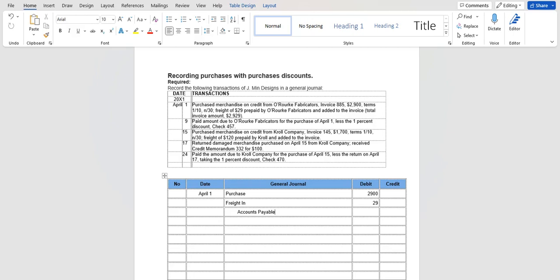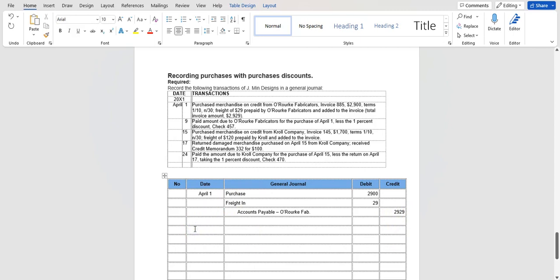We want to give it a name, the name of the vendor, which is Heroic Fabricators. We'll just abbreviate it. And the amount is going to be $2,929. So when we make that payment, if there's no discount, we need to pay the $2,929.